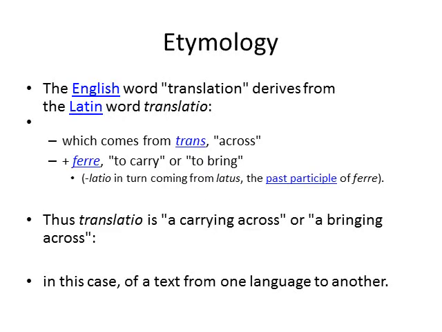The English word translation derives from the Latin word translatio. Translatio comes from trans and fer. Trans means across and fer means to carry or to bring. Actually, latio is coming from latus, which is the past participle of fer. So, therefore, translatio overall means carrying across or bringing across. So, what is carried across in the context of translation? Here it means we carry a text from one language to another language.